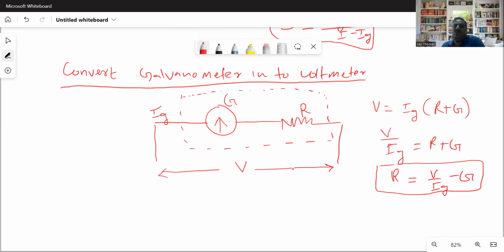And an ideal voltmeter should have infinite resistance. An ideal ammeter has zero resistance and an ideal voltmeter has infinite resistance. This is very important for the theory part as well as numerical problems. Okay, everyone. Thank you for watching.